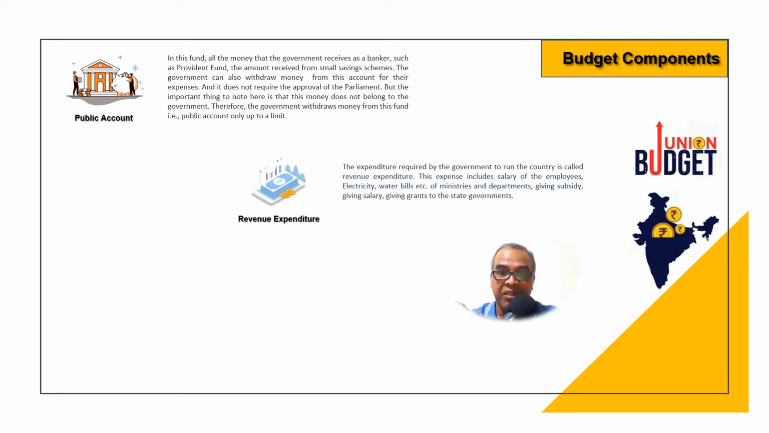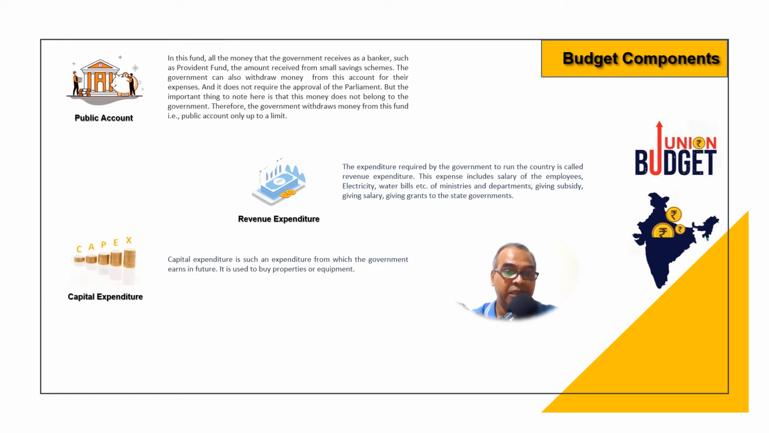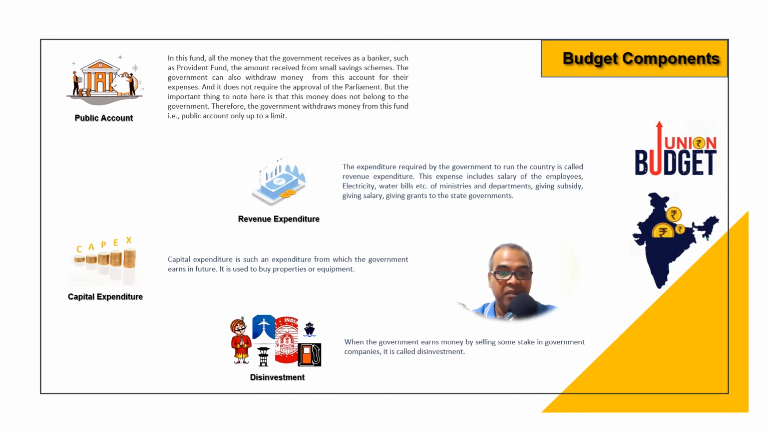Revenue expenditure. The expenditure required by the government to run the country is called revenue expenditure. These expenses include salary of the employees, electricity bill, water bills, etc. of ministers and departments, giving subsidies, giving salaries, giving grants to the state governments. Capital expenditure, also known as capex. Capital expenditure is such an expenditure from which the government earns in future. It is used to buy properties or equipment.